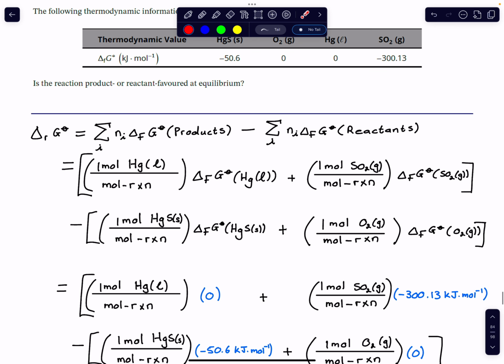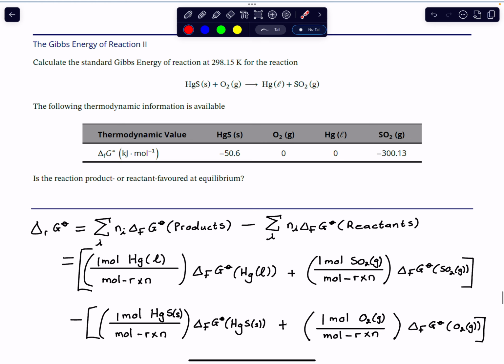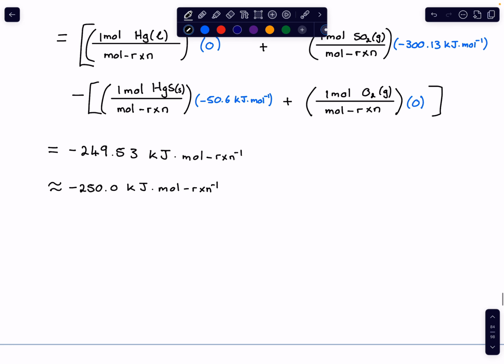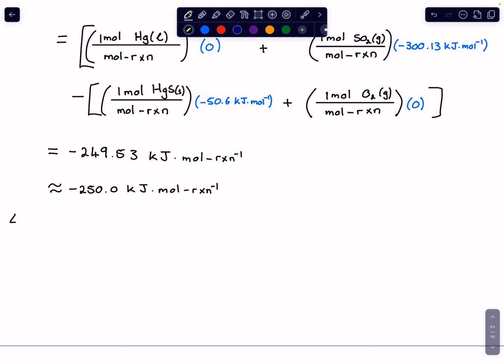All right, so that gives us the first thing that we had to calculate, the standard Gibbs energy of reaction. All right, so then we asked, is the reaction product or reactant favored at equilibrium? Right, so now we must look at the sign of the Gibbs energy of reaction. So what does the sign of the Gibbs energy of reaction tell us? Well, firstly, we see it's negative, right? So that means when the standard Gibbs energy of reaction is negative, it means we form a product-favored equilibrium.